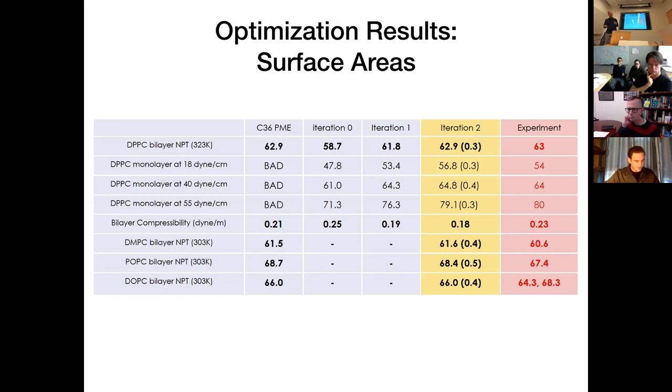And then if we just use long-range Lennard-Jones, we get a large difference suddenly, more than 5% difference in the area of the lipids, a decrease due to these attractive long-range forces. But after two iterations, we're already back at the quality of the C36 force field. When we look at the monolayers, they also give a very good match with experiment. Compressibility is a little worse. But all the other bilayers that we tested so far look really good. And this is after two iterations.